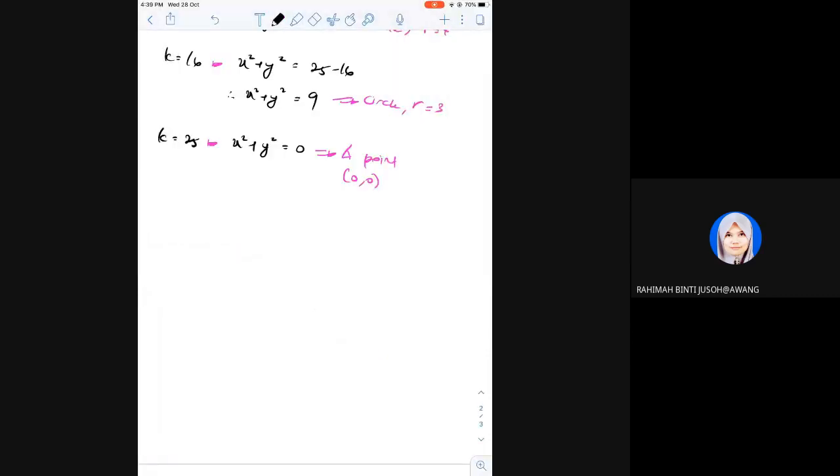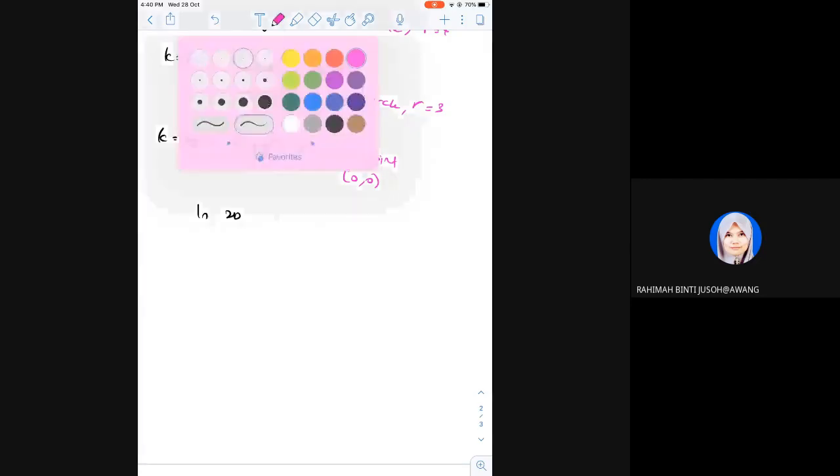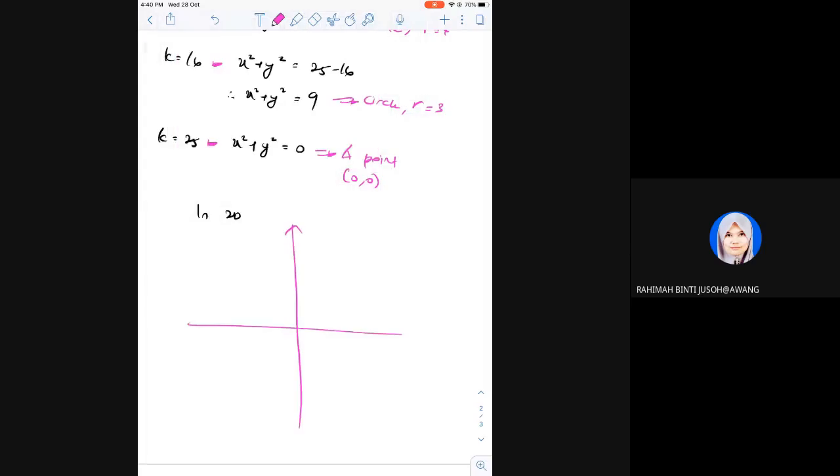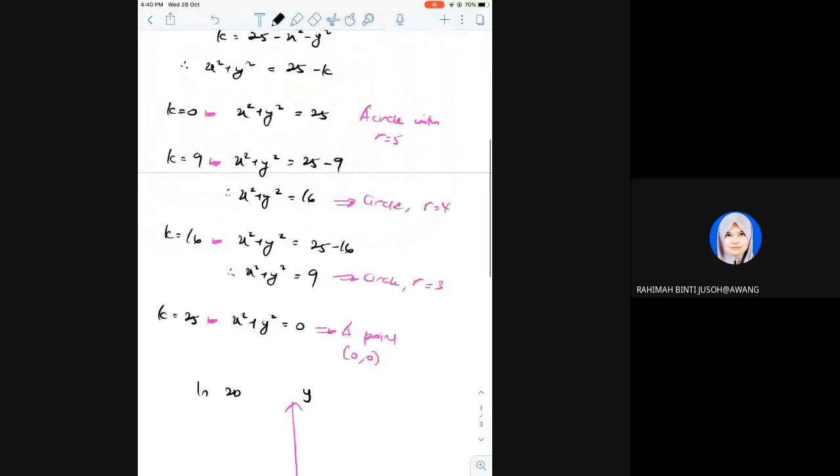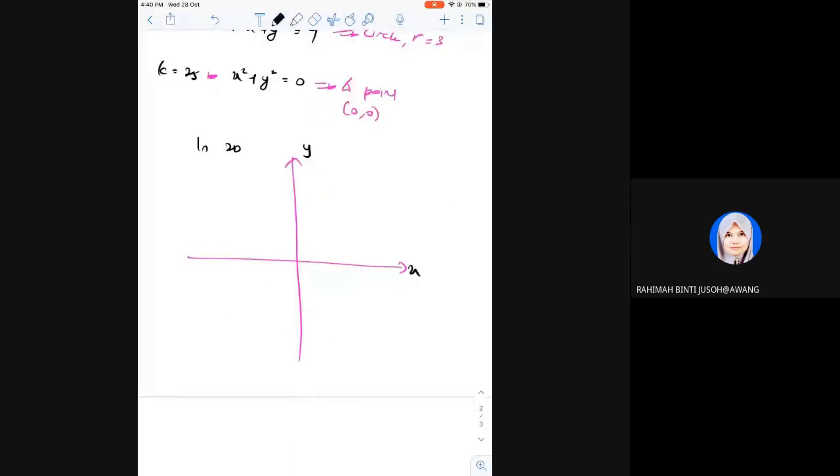All right, in 2D on XY plane. On XY plane, we will have this X axis and Y axis. Okay, so the first k, when k equals to 0, right, we have a circle with radius 5. Okay, so we will have this circle. Okay, right here, coordinate is 5. Here is 5, right here, negative 5, right here, negative 5.